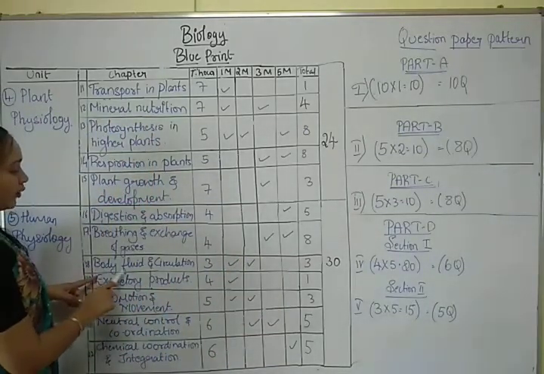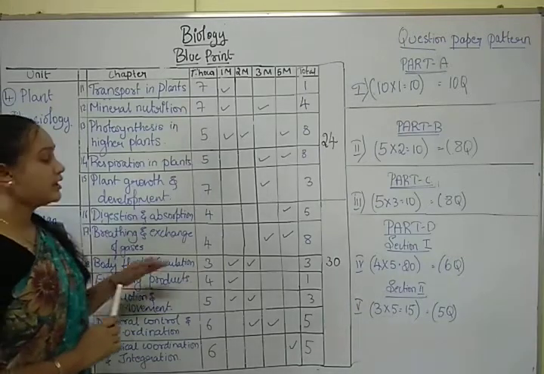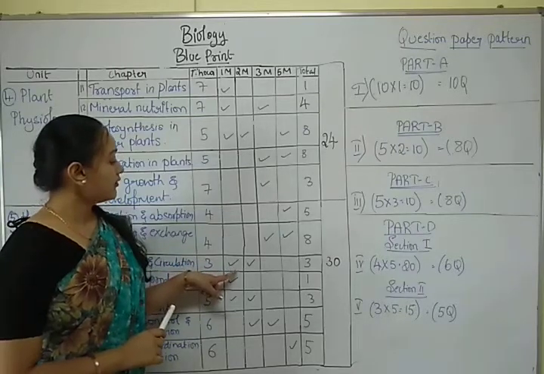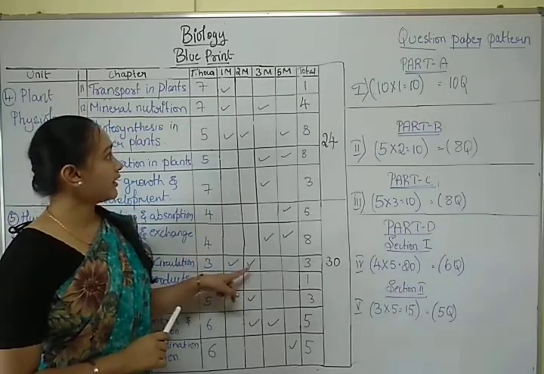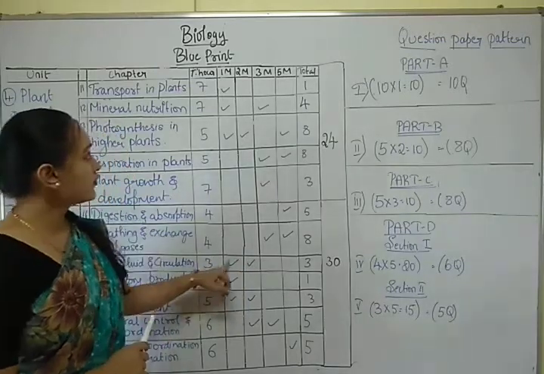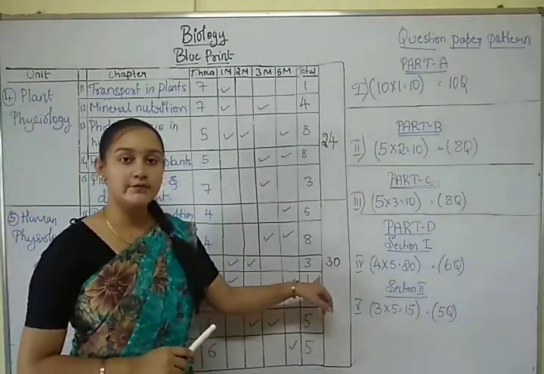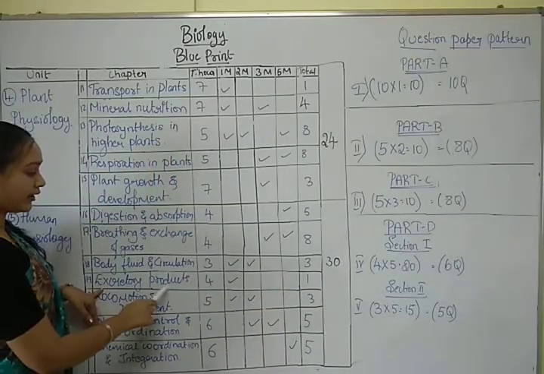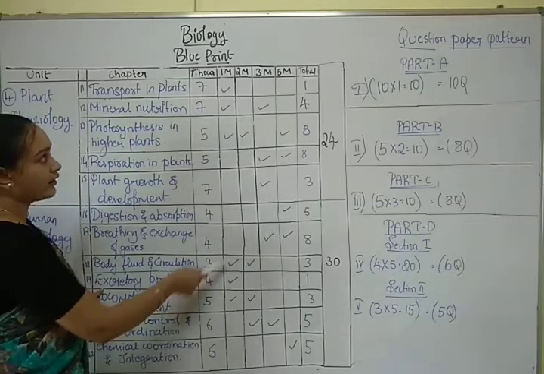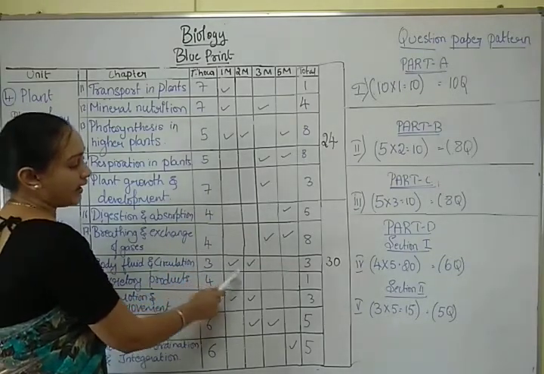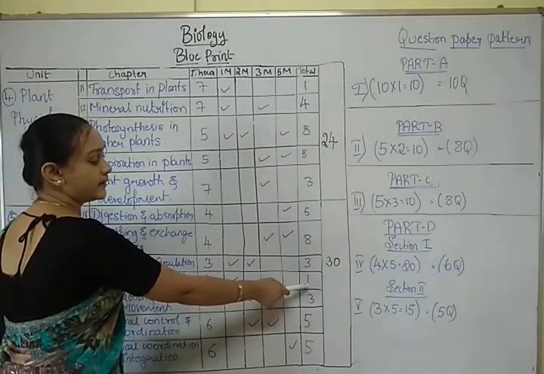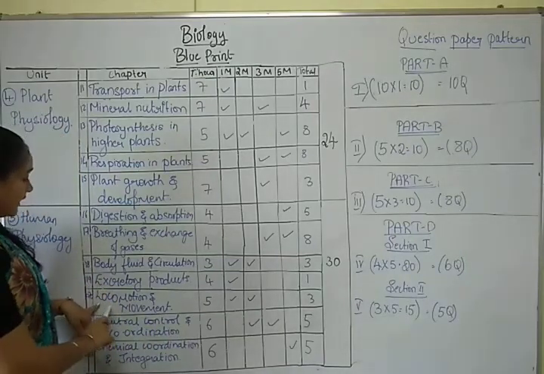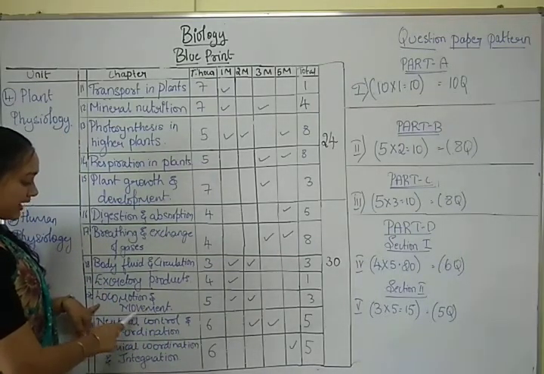The next chapter is body fluids and circulation. The teaching hour is 3 hours. One question is for 1 mark, and 1 question for 2 marks. So 1 plus 2, the total is 3 marks. The next chapter is excretory products. Here the teaching hour is 4, with 1 question of 1 mark, and hence this chapter's weightage is 1 mark.